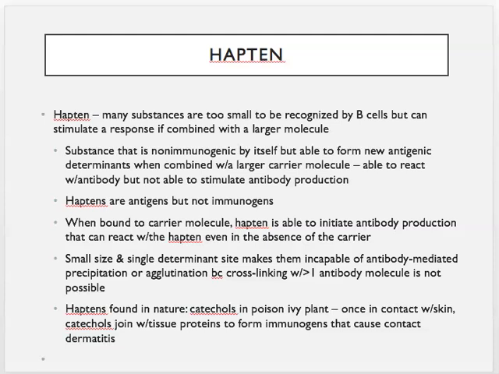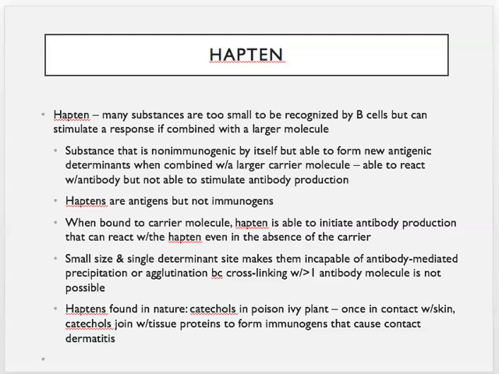So when they're bound to a carrier molecule, the hapten is able to initiate antibody production that can react with the hapten, even in the absence of that carrier. So it has to kind of combine with the carrier in order to initiate that response. But then after that point, the antibody can then react with just the hapten. The small size of the hapten and single determinant site makes them incapable of antibody-mediated precipitation or agglutination because cross-linking with more than one antibody molecule is not possible.